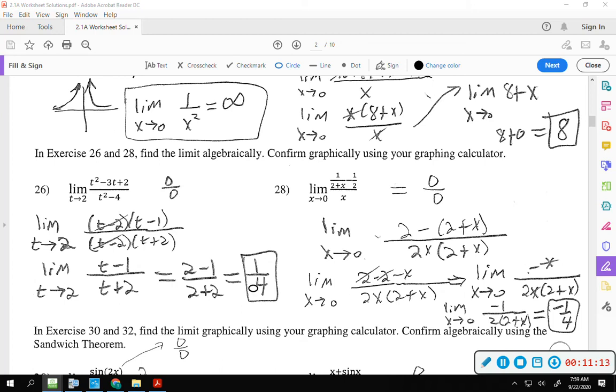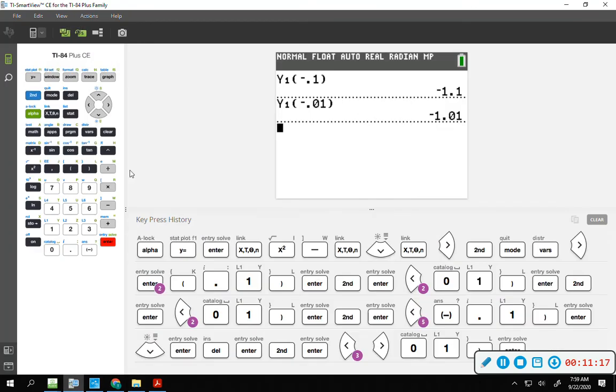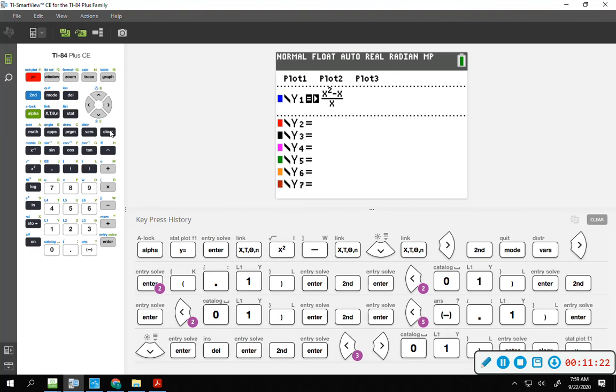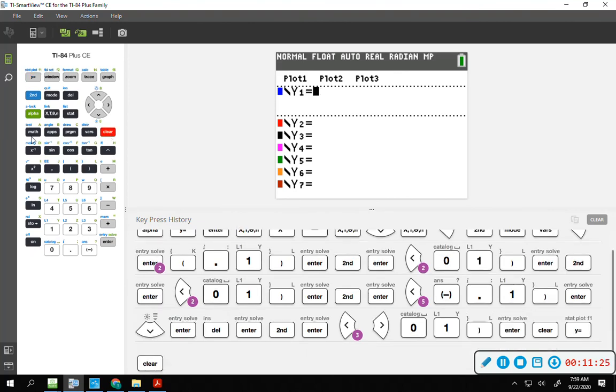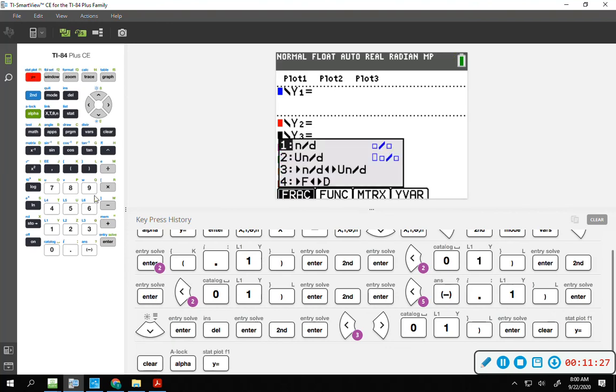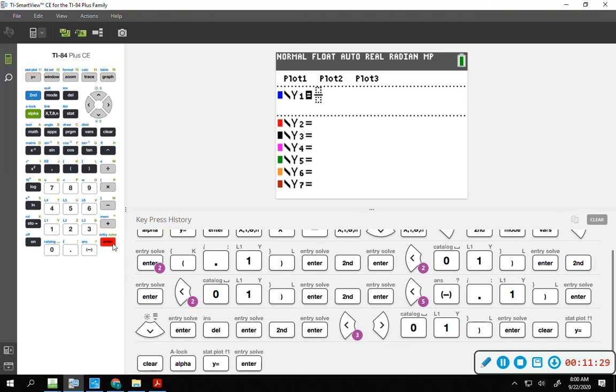Okay, we're approaching 2 of this particular function. So if I go to this calculator, I'm going to clear this out so it's not distracting. I'm going to clear this function out by hitting clear. I'm going to go alpha y equals 1. We really need to get used to using that feature on the calculator. It's so much better. X squared minus 3x plus 2 over x squared minus 4.